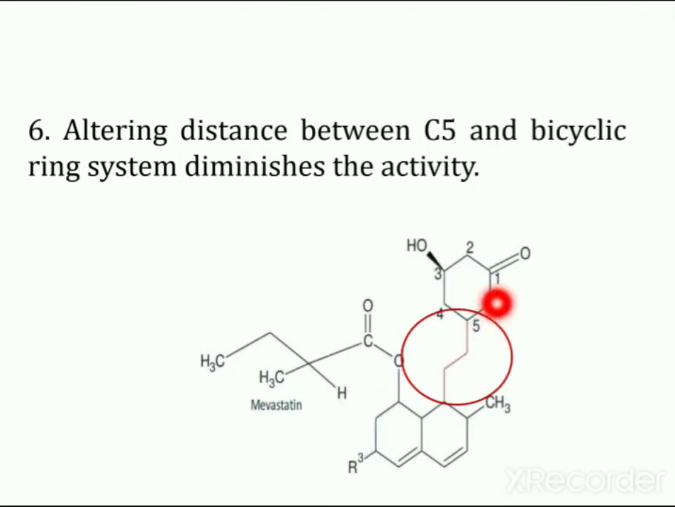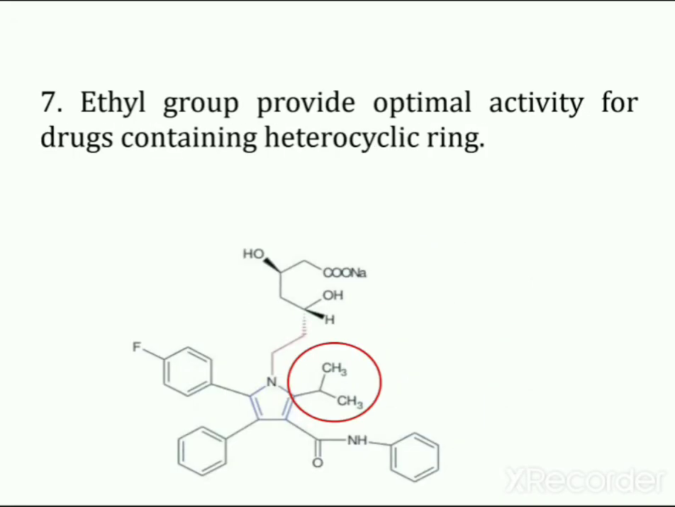The distance between this C5 and the bicyclic ring system is also important for the activity. Altering this distance between C5 and the bicyclic ring system diminishes the activity of statins. An ethyl group provides optimal activity for drugs containing heterocyclic rings like pyrrole in atorvastatin.